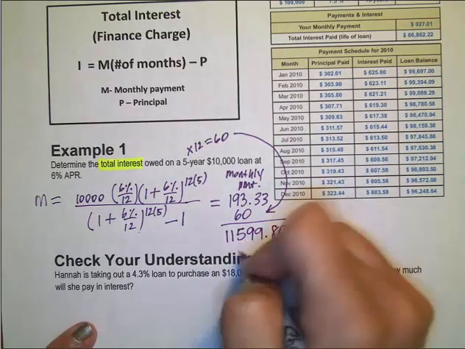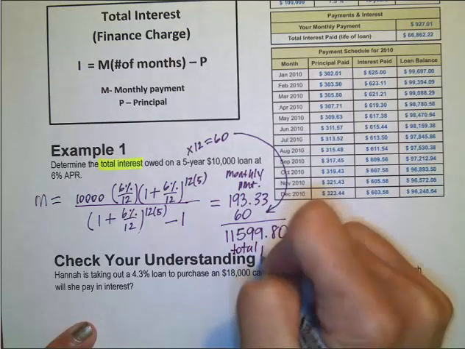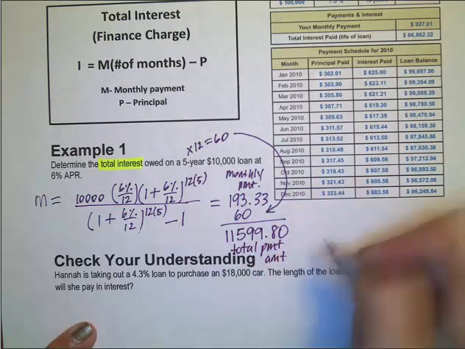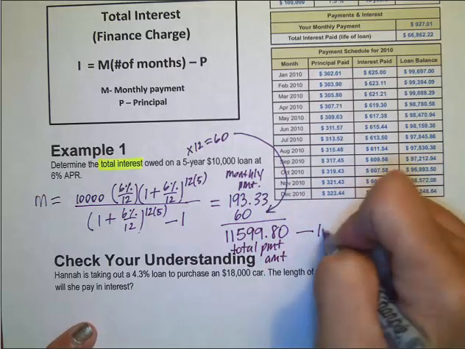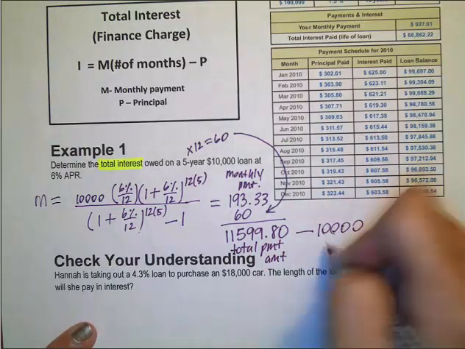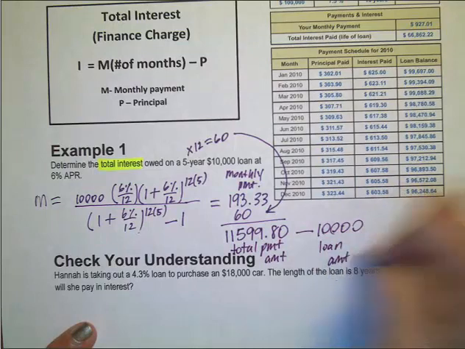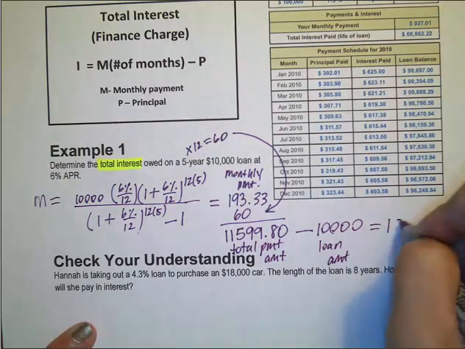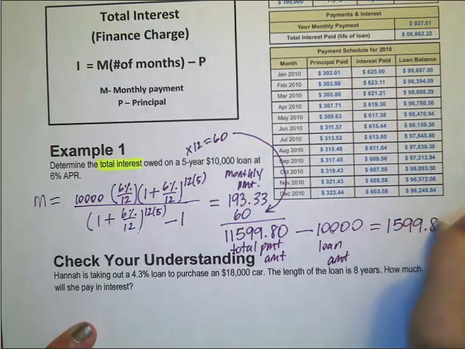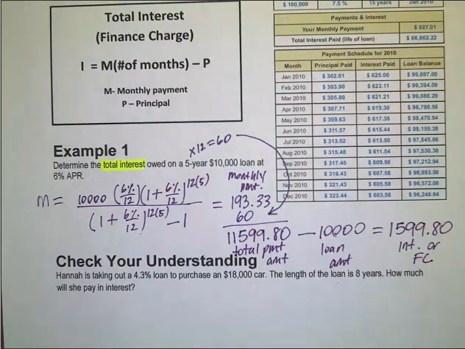So this is your total payment amount minus your $10,000, which was your loan amount, and that equals $1,599.80, which is your interest or finance charge. Wow. That's a lot. That is a lot. All right.